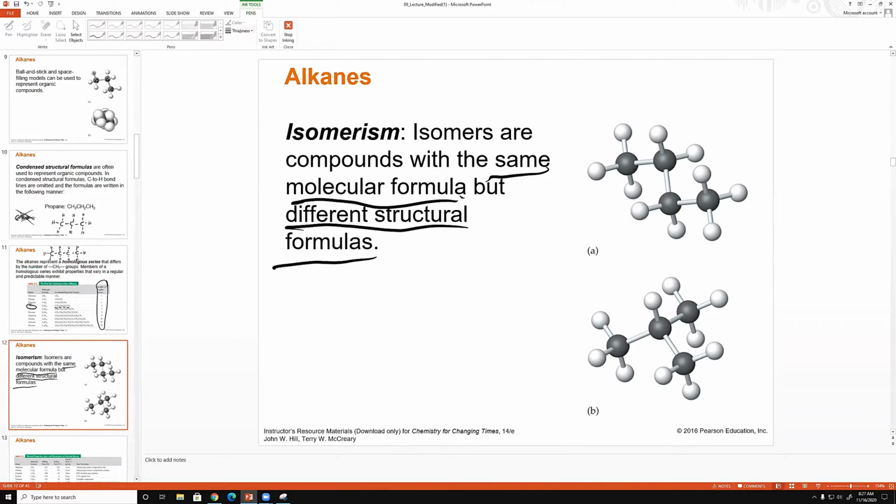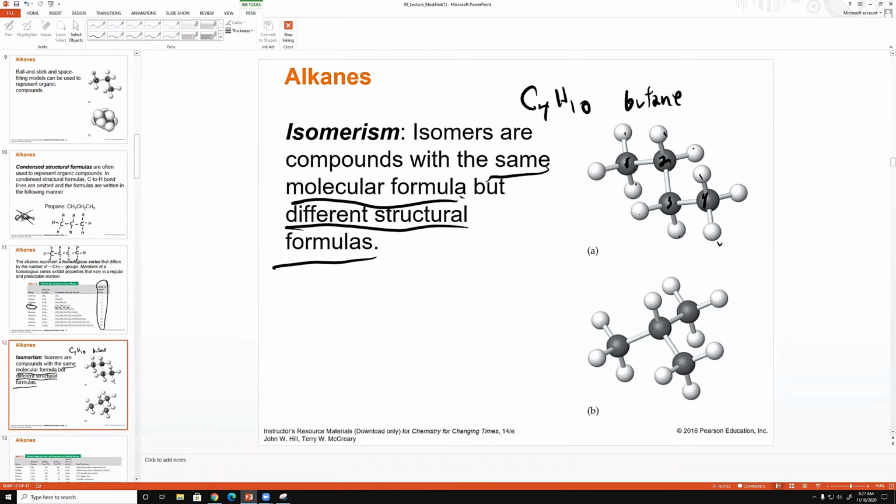So here's an example of butane. This is butane. You have 1, 2, 3, 4 carbons, which is called butane. And this one is the same exact formula. So let's count these up. We have 4 carbons, so C4. How many H's? We have 1, 2, 3, 4, 5, 6, 7, 8, 9, 10. We have H10. So that's butane. We know that.